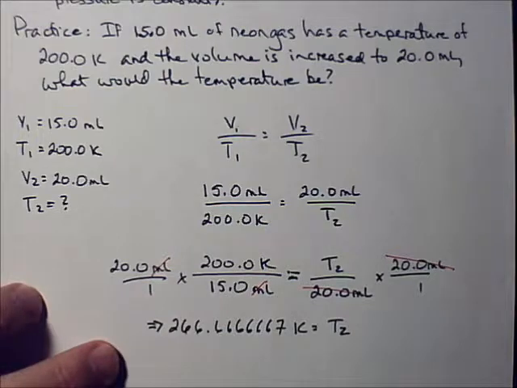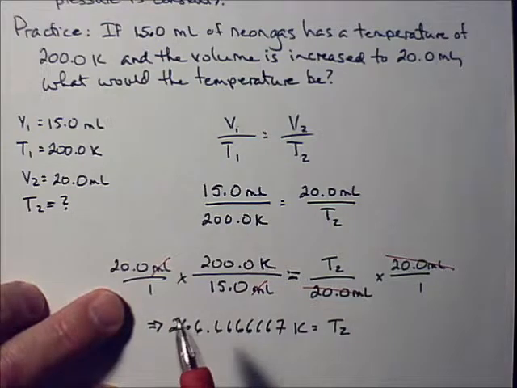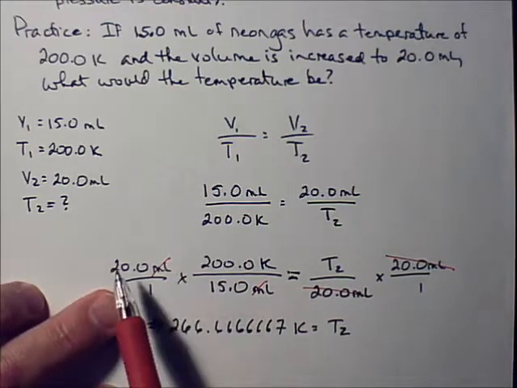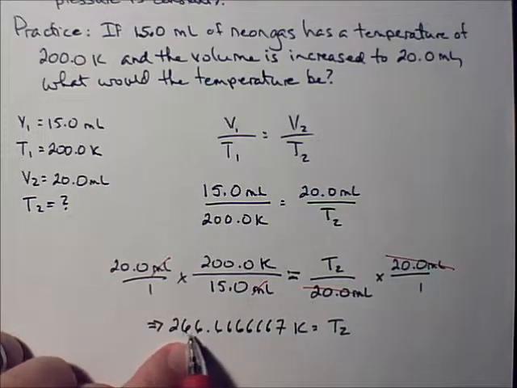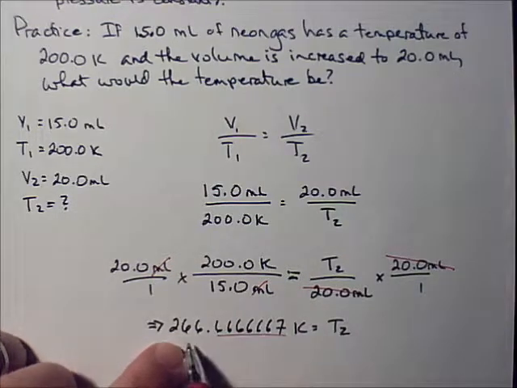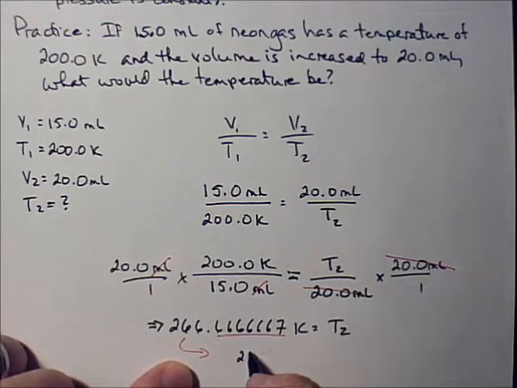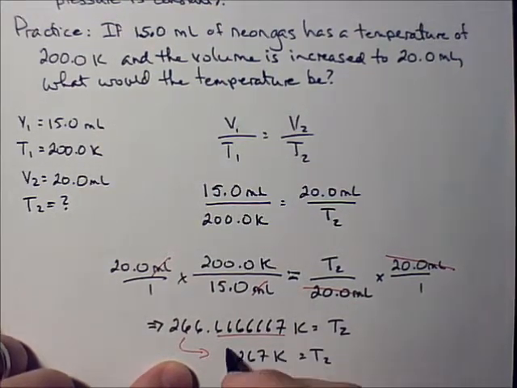Then you got to round off your answer to the correct number of significant digits. This is a multiplication division problem. The measurements with the least digits are these two. We have 3 digits each, so we want our final answer to have 3. I'm going to underline everything after the first 3 digits and round it off, and you get 267 K is T2.